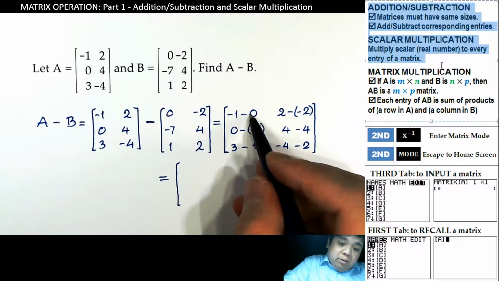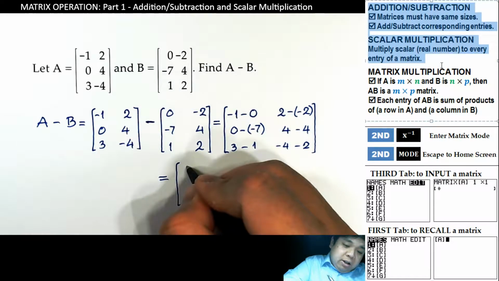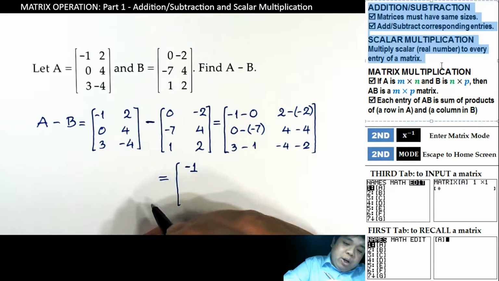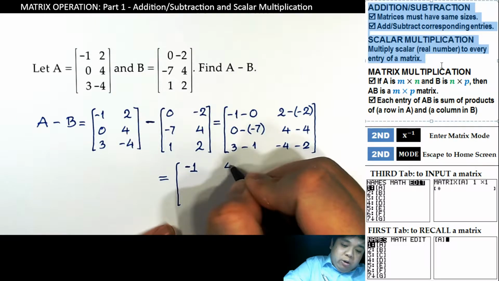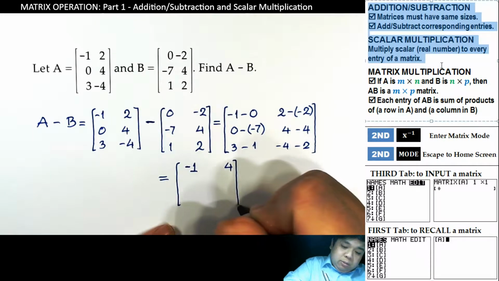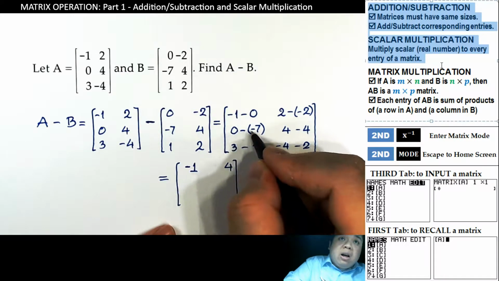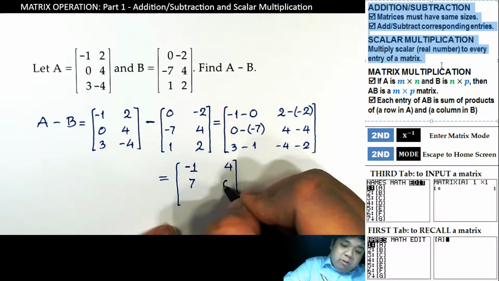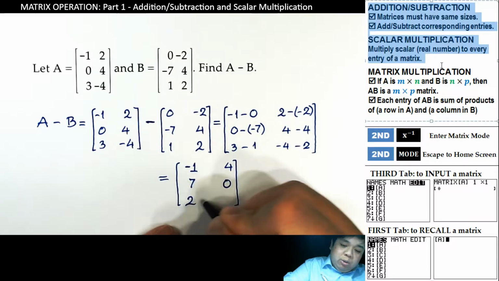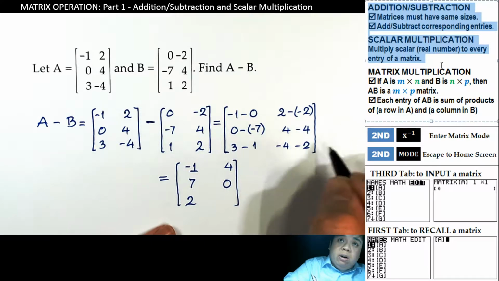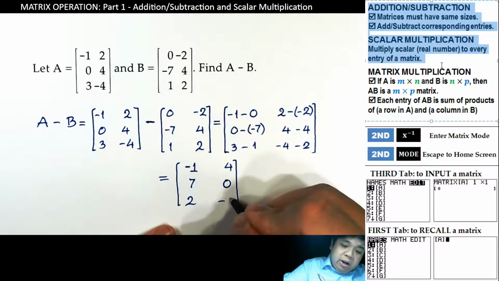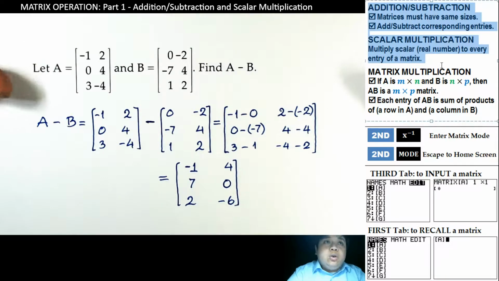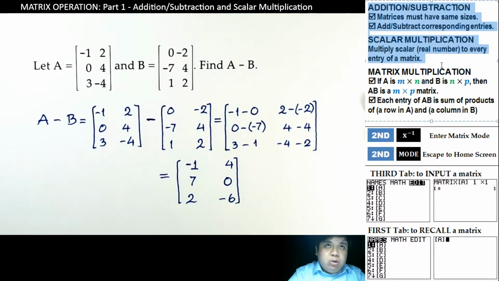Alright, so that gives us negative 1 minus 0, negative 1. 2 minus negative 2, 2 plus 2 is 4. 0 minus negative 7, 0 plus 7 is 7. 4 minus 4, 0. 3 minus 1, 2. Negative 4 minus 2, negative 6. Right, so that is the subtraction of two matrices.